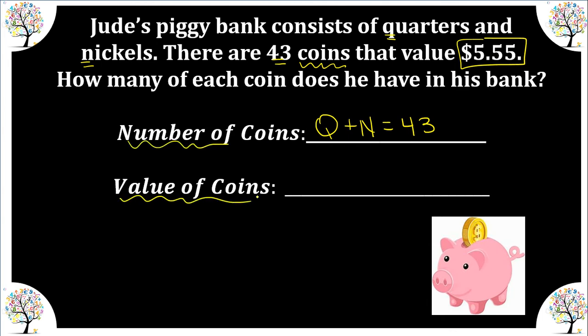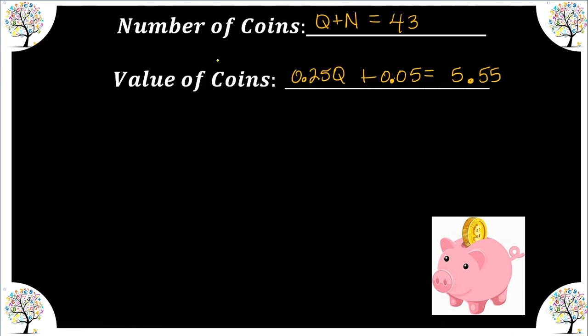Now we need to represent how much value he has. So everything is going to be about the value. The value of a quarter is 0.25. So 25 cents times how many quarters plus the value of a nickel, 0.05 times however many nickels, gives me a total value of $5.55. So one equation represents how many, the other equation represents how much. This is all money.